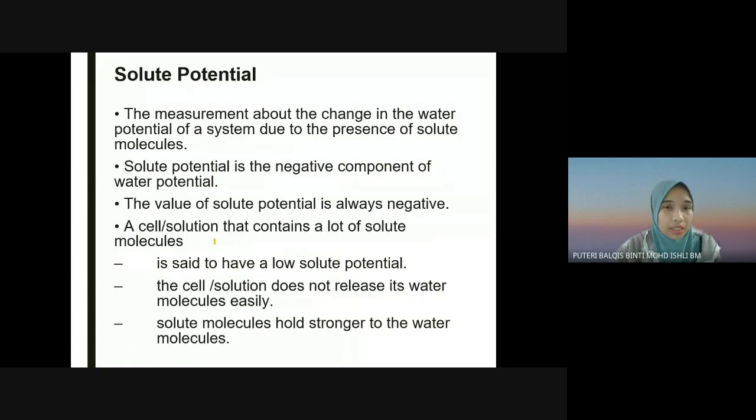Alright, solute potential. Apa itu solute potential? Solute potential is always negative, due to the presence of solute molecules. And a cell or a solution that contains a lot of solute molecules is said to have a low solute potential. Setiap sel dia akan ada solute. Setiap solution akan ada solutes. That's why dia punya solute potential akan jadi rendah, akan jadi negatif. That is solute potential. Tak berapa penting sangatlah sebenarnya.